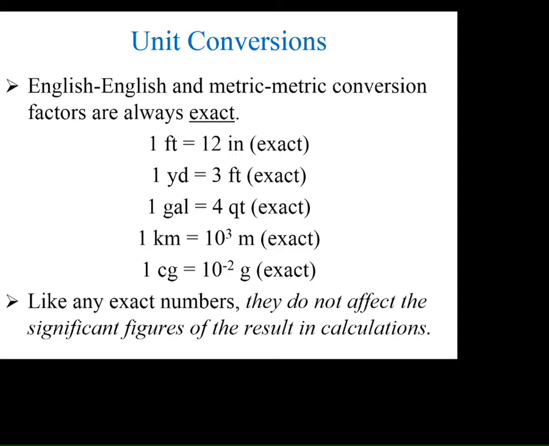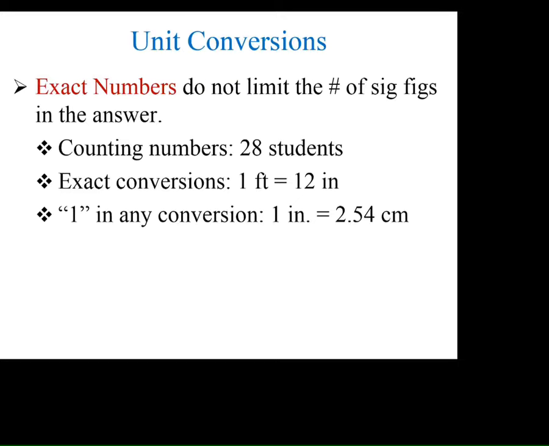Okay? So exact numbers, remember we said, are counting numbers, right? No sig figs. Defined quantities, right? Which would be English to English, or metric to metric, now we know. And the 1 is always exact. Like 1 foot is 12 inches. The 1's always exact. The 1's not 1 sig fig. So counting numbers, and then either English to English or metric to metric, and then the 1 is always exact.